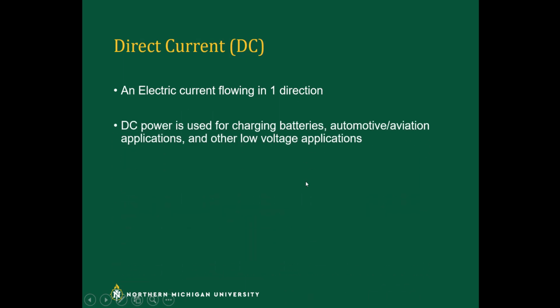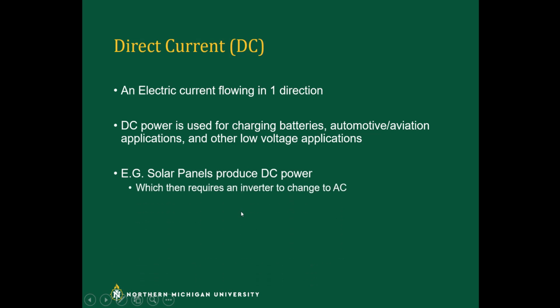Direct current, on the other hand, is an electric current that's flowing in only one direction. And we use this for things like charging batteries, a lot of times, obviously, automotive and aviation applications, anything that we can't connect into the grid. So battery operation, when we're talking power generation, solar panels produce DC power. In order for us to transmit that power, we have to invert it to AC power first before we can actually transmit anything.